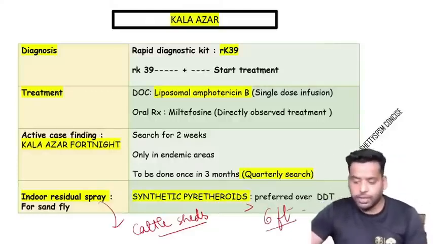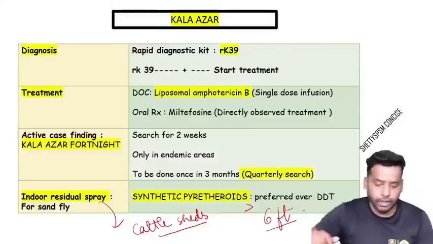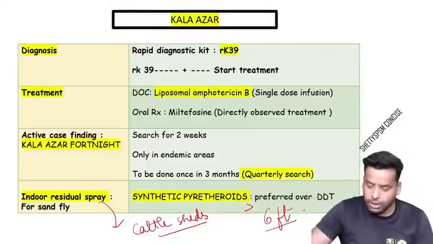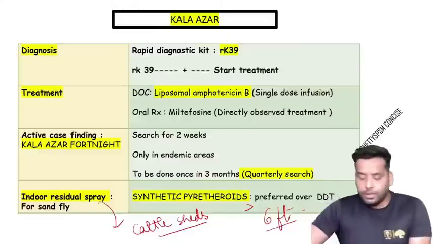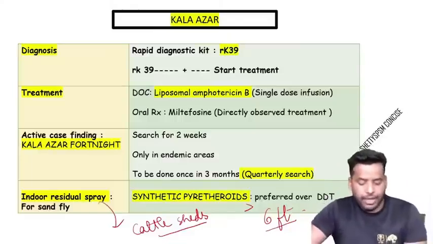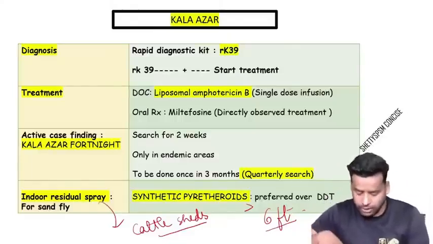Indoor residual spray is done up to a height of how many feet for sandfly control? Sandfly, 6 feet. Synthetic pyrethroids, cattle sheds, Kala-Azar control. Good.